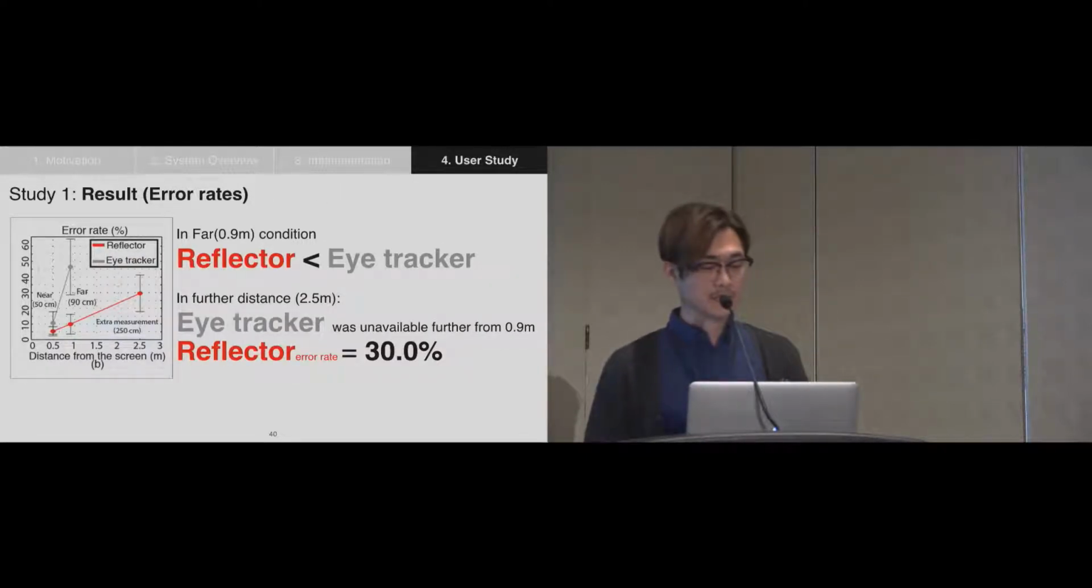In terms of error rates, there was no statistical difference in near conditions. By the way, Reflector showed a significantly lower error rate in far condition compared to the eye tracker. As the graph indicates, the error rate of the eye tracker increased rapidly as the distance from the screen increased. The eye tracker was not even available further than 0.9 meters, but Reflector was available up to 2.5 meters and showed 30% error rate.